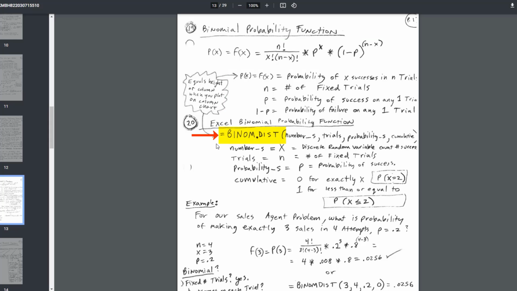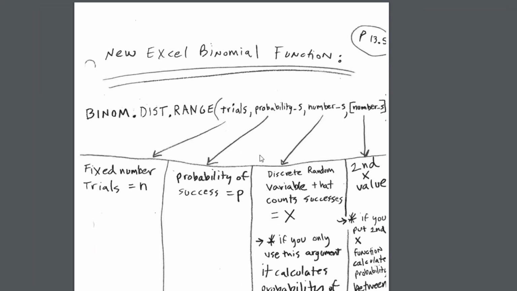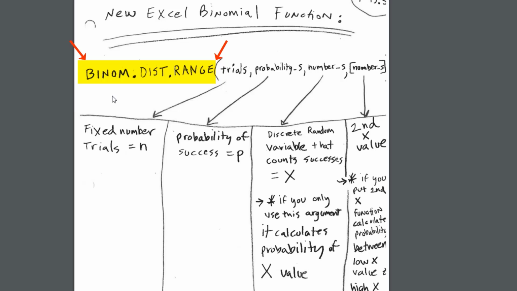BINOM.DIST, this is a binomial probability function that we've used for decades. And these are the arguments, but we now have a new amazing function, BINOM.DIST.RANGE. The trials argument, that's where we'll put our n.